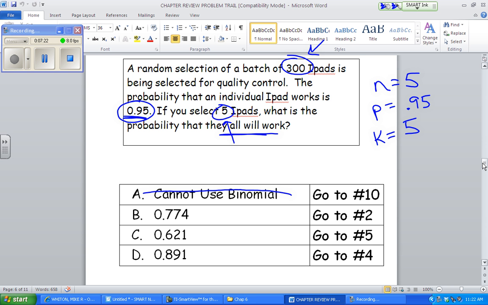Okay, so the quickest way to do this on the calculator, this is a binomial PDF. Okay, we are not adding up a bunch of individual probabilities. We're finding the chance of getting exactly 5. Okay, so we're going to go out of 5, 0.95, 5 successes, and this one should give you an answer of 0.774. Okay, so B.